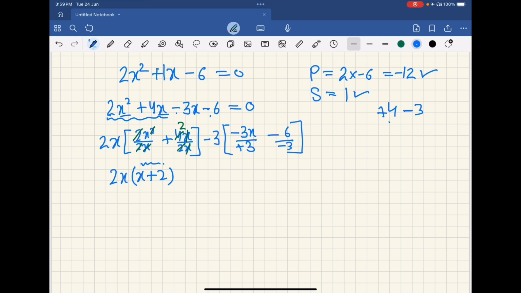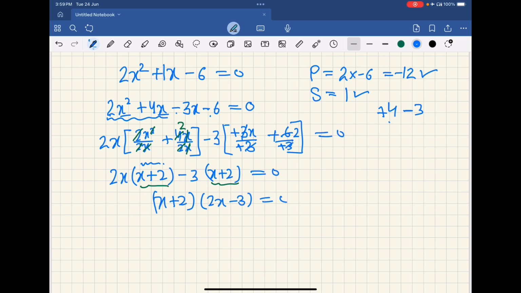Okay. Now minus divided by minus is a plus. So we will do that. So this 3 goes, 6 divided by this. So we get minus 3x plus 2. Now what are we doing? x plus 2 is common in both. So let us take x plus 2 common, and then we are left with 2x minus 3, and since this is an equation we are keeping it equal to 0.